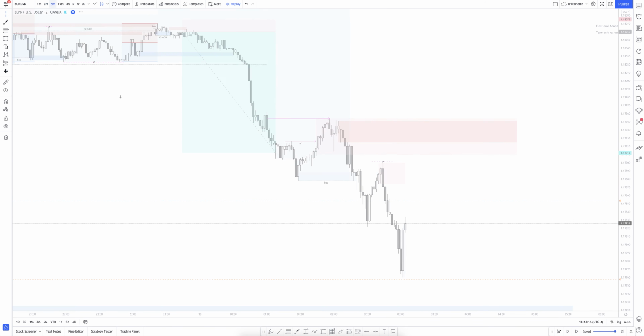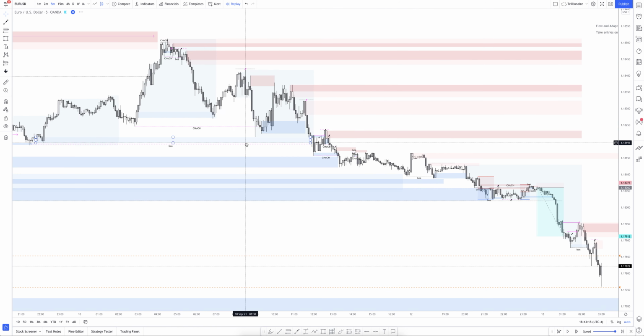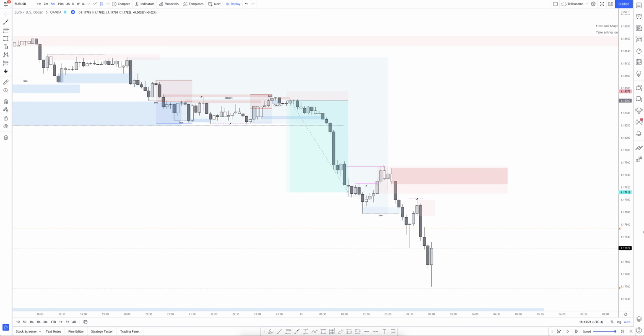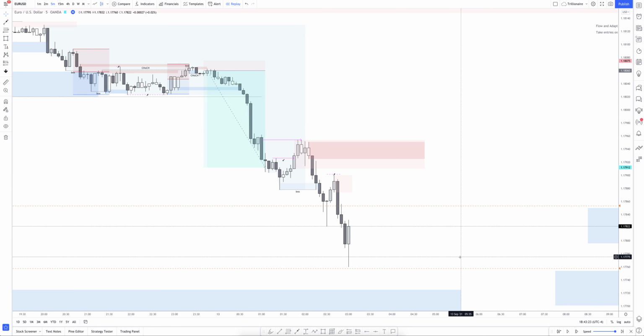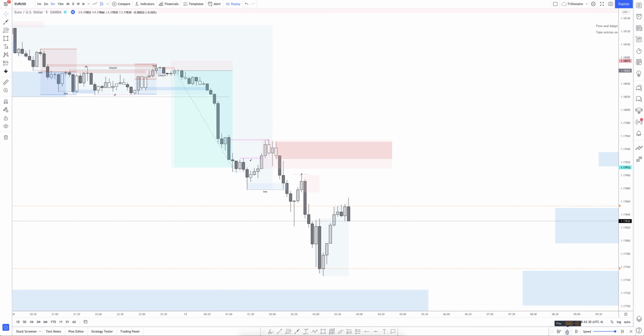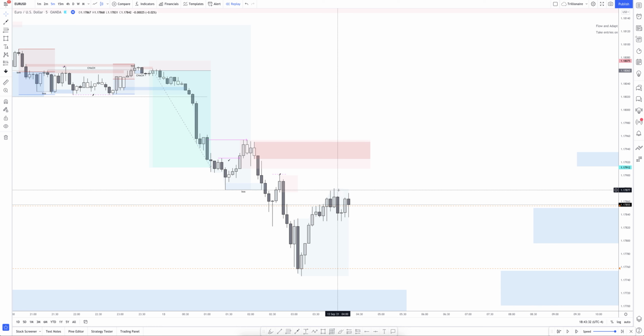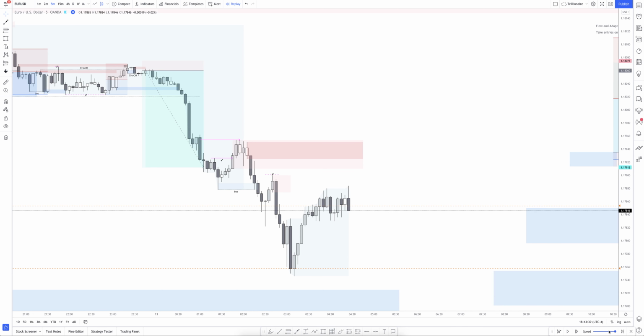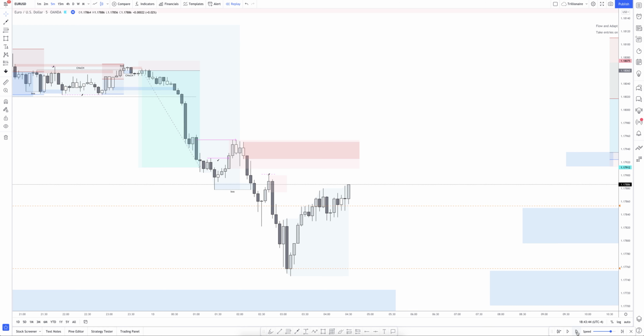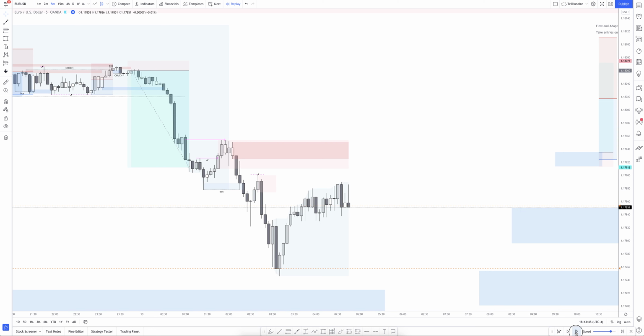All right. So if we go back to the M5, now I'm keeping in mind that we are pushing into some type of demand down here. So if we play price out, we tap into this area here. If you wanted to set an entry there, that's completely fine. But I would be waiting on this area here.